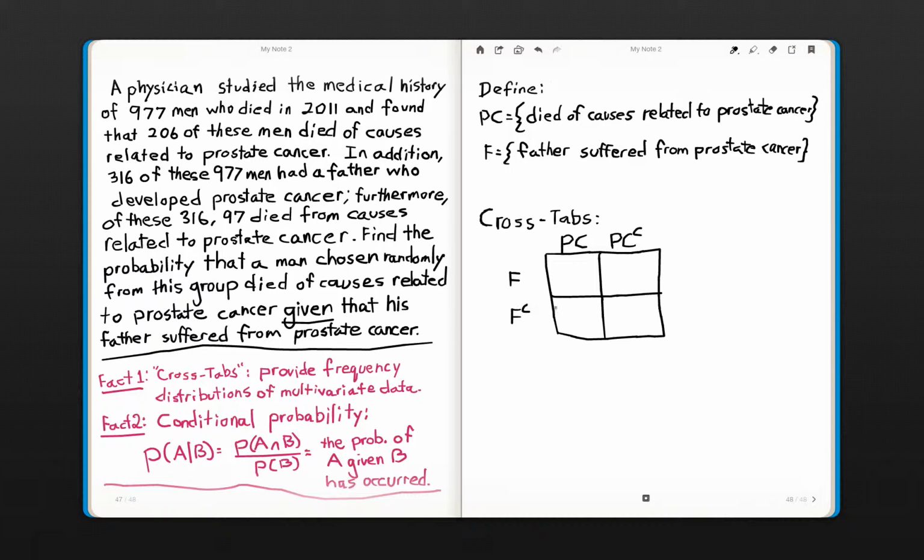We'll try to fill this out based on the data that's given. We'll also put totals here as well, and totals here.